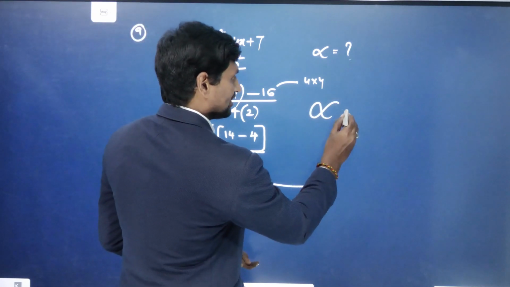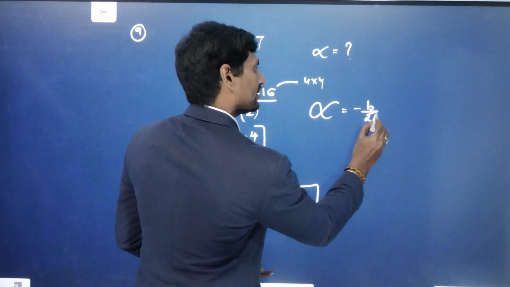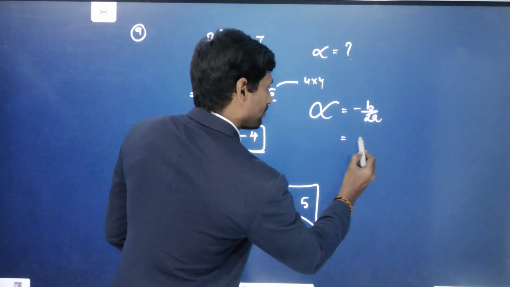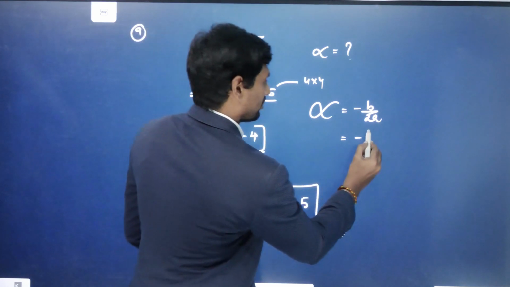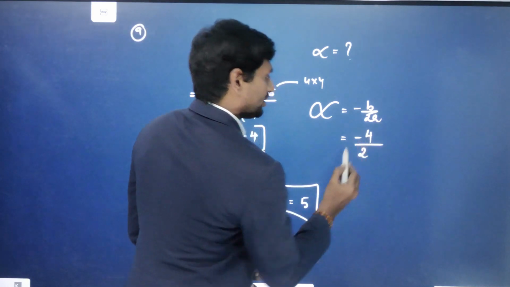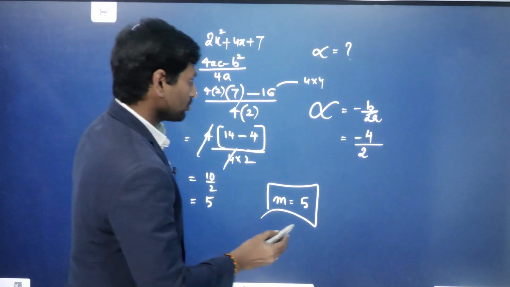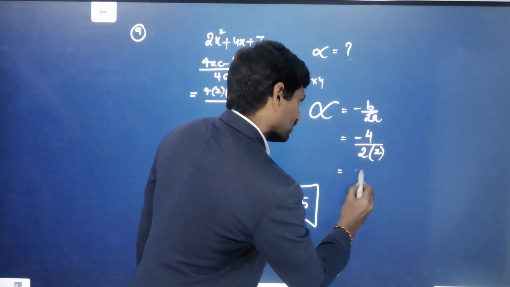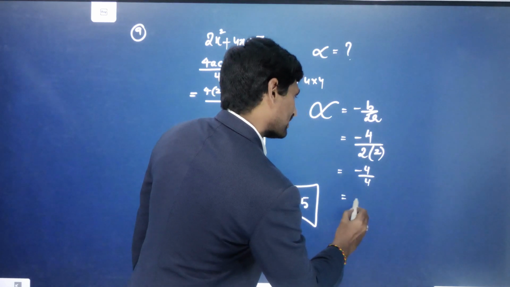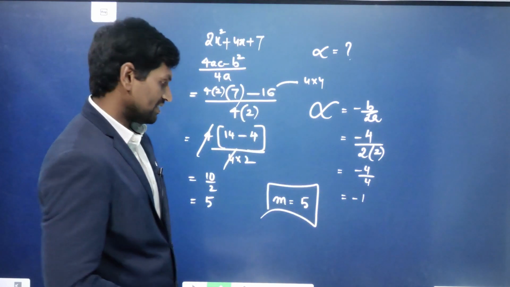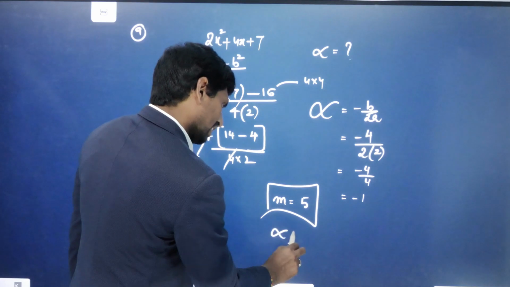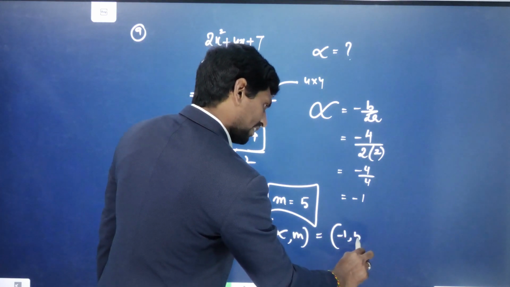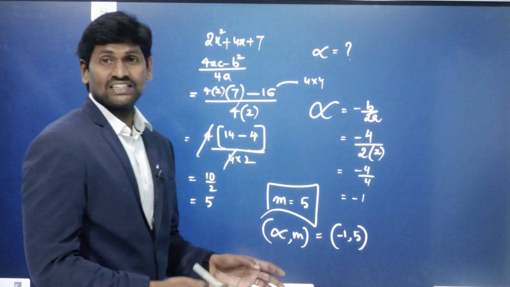Alpha is nothing but minus b by 2a, which equals minus the b value 4 by 2 into the a value 2. 2a means 2 into 2, which is 4. Minus 4 by 4 is minus 1. Therefore alpha and the minimum value are minus 1 comma 5. This is our required answer.